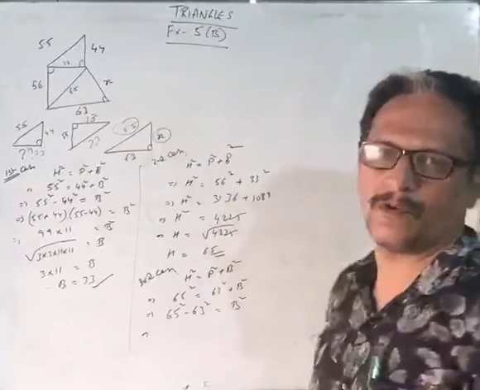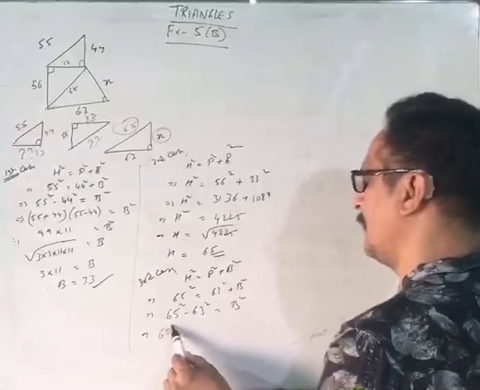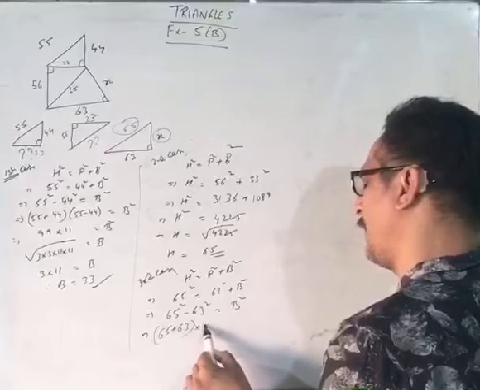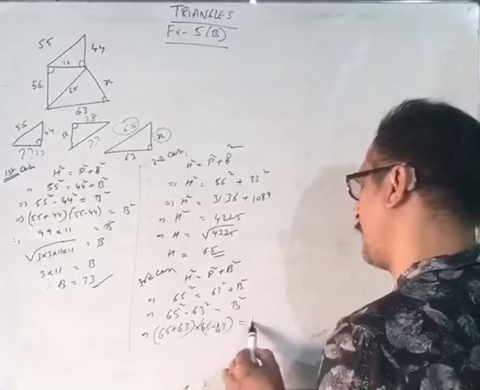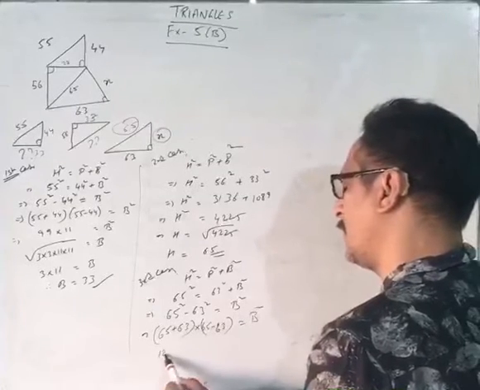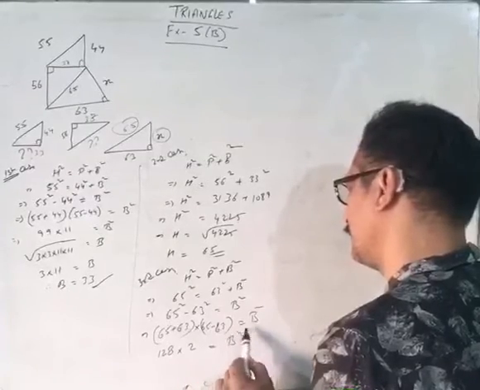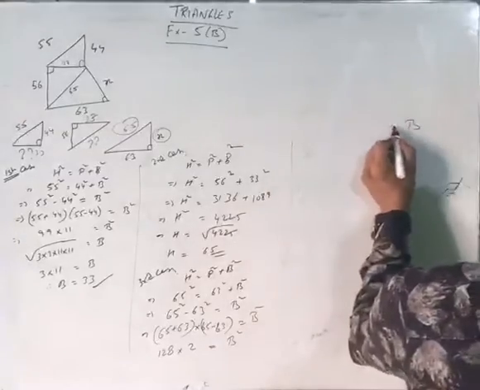So you have to apply the formula a square minus b square. So what will you get? A plus b, into a minus b, into 2. Now we have to find out the base.